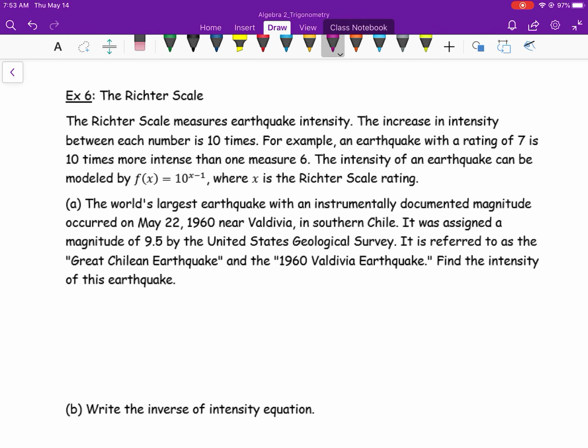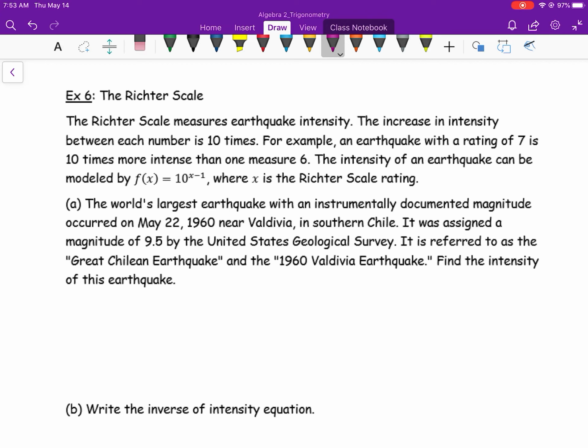So we have the Richter scale. I was reading, the Richter scale measures earthquake intensity. The increase in intensity between each number is 10 times. For example, an earthquake with a rating of 7 is 10 times more intense than one that measures 6. Sorry, typo in there. The intensity of an earthquake can be modeled by the function f of x equals 10 to the x minus 1, where x is the Richter scale rating.